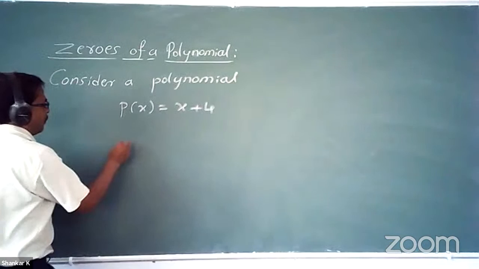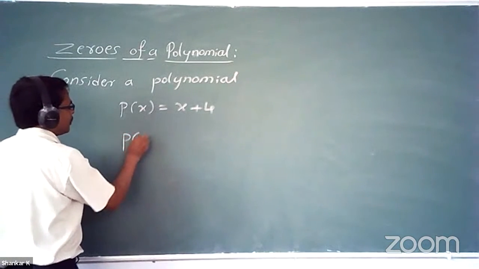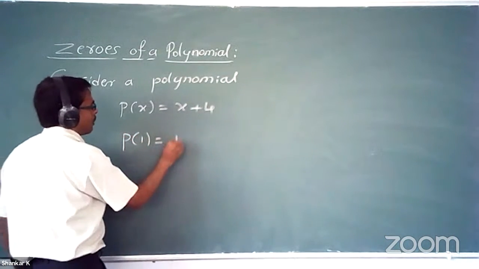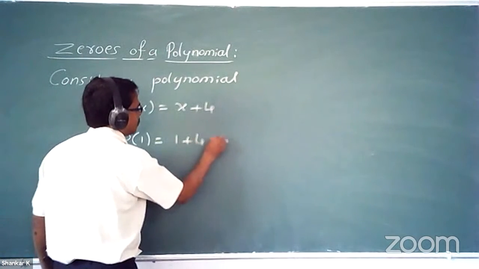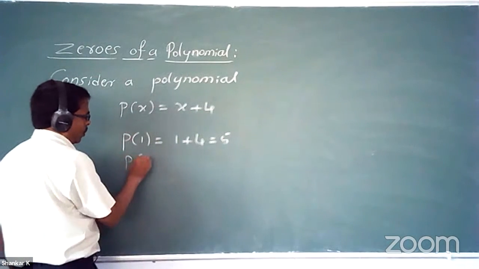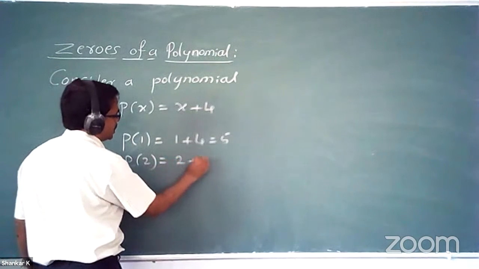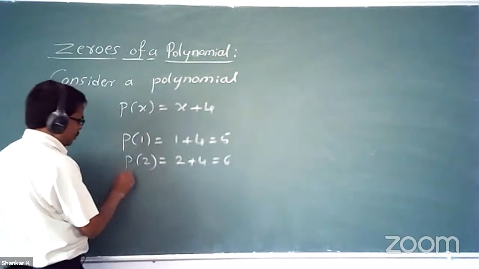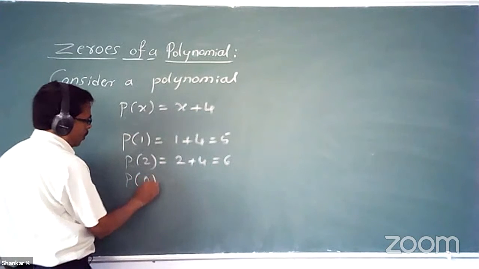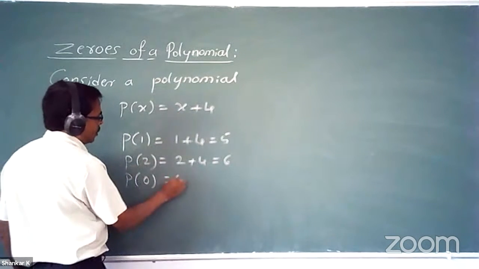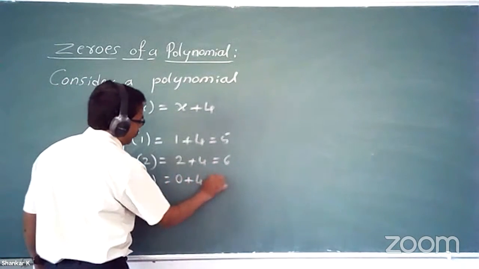So yeah, p of 1 is what? p of 1 is 1 plus 4, that is 5. What is p of 2? x is equal to 2, 2 plus 4 is 6. What is p of 0? It is 0 plus 4 equal to 4.